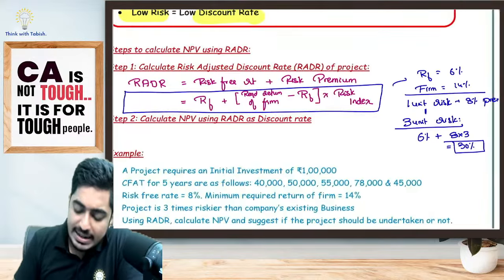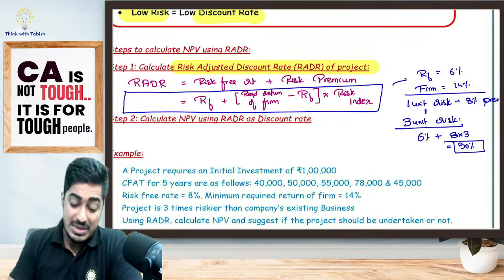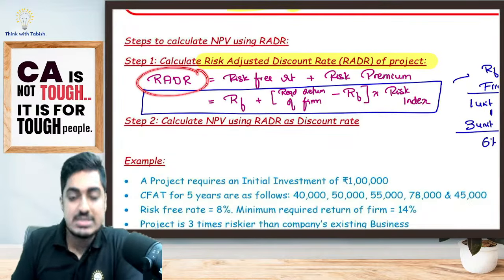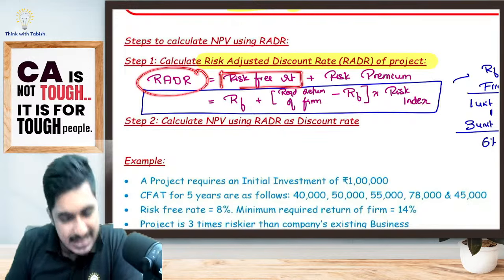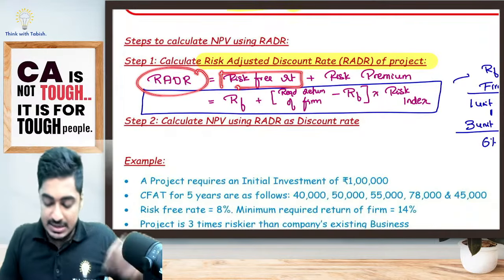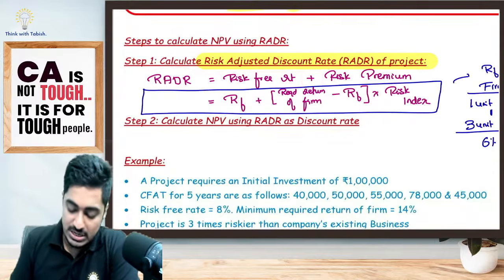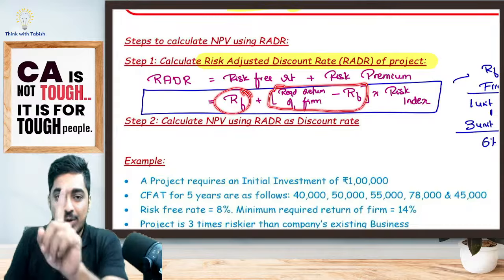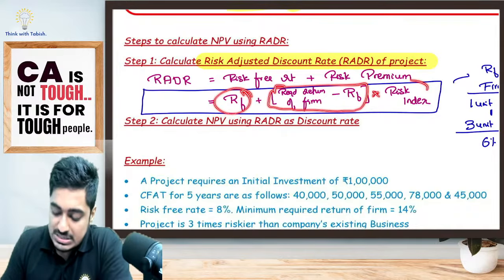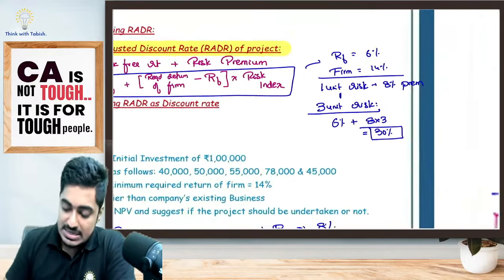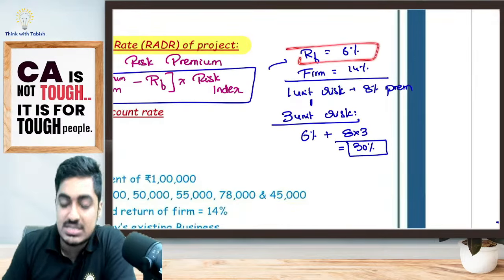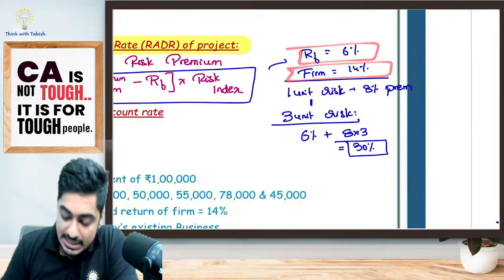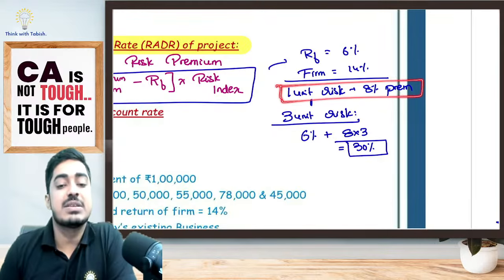So how do I calculate my risk adjusted discount rate? We have been using this everywhere. CAPM also tells it. I'm saying total how much return I want: I want the risk free rate in any case, plus, because I'm taking risk, a risk premium. What is the premium I want? It is required return minus RF, which is the premium for 1 unit of risk, into the risk index, how much risk I am taking. Simple example: imagine the risk free rate is 6%. If a company is investing somewhere and earning 14%, that means for 1 unit of risk, it is asking for an 8% premium.